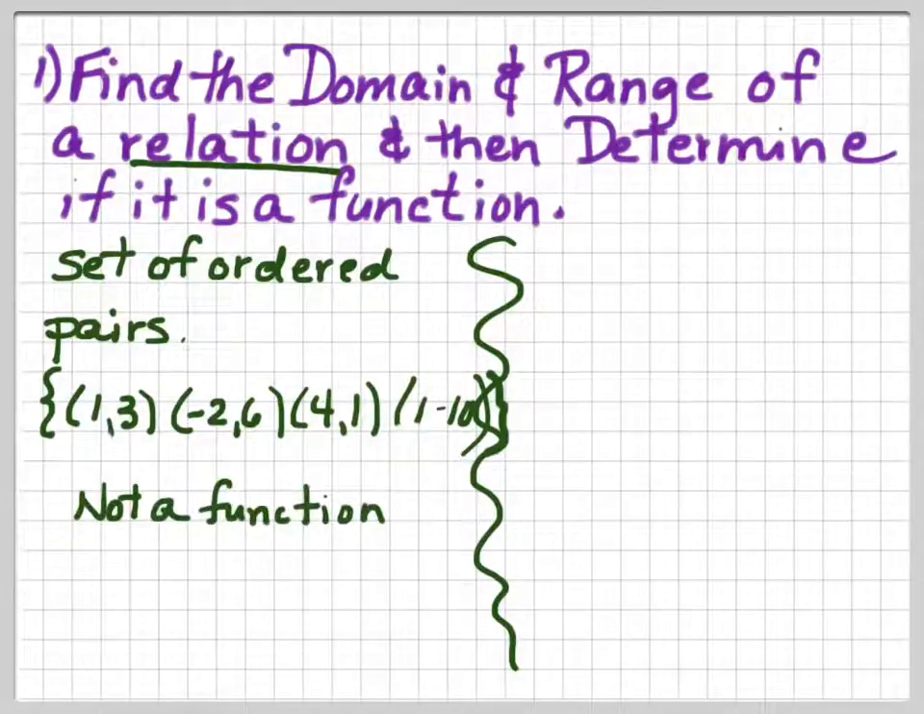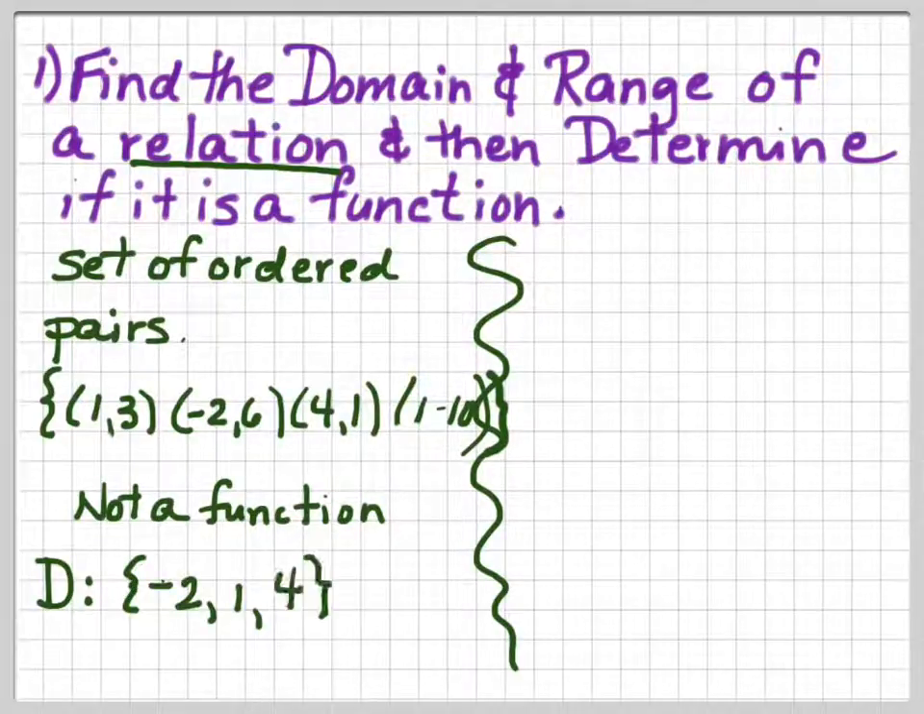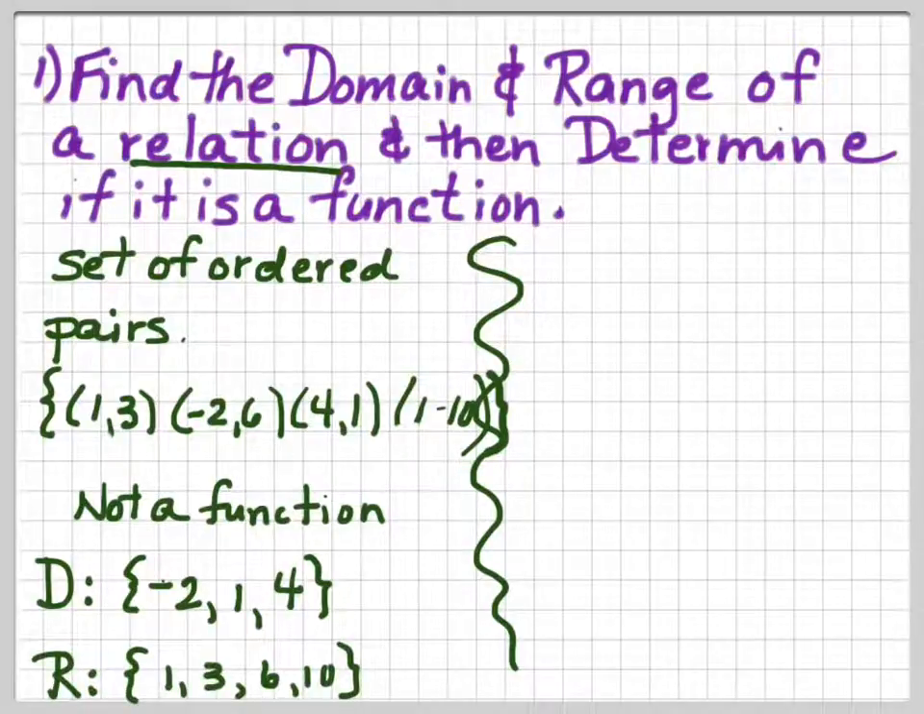So we still can name the domain, and the domain would be the x terms, and we generally put them in order. You don't really have to, but we generally put them in order, and if one repeats, we only name it one time. So we have minus 2, 1, and 4 for our domain. And then our range, which is our y values, is going to be 1, 3, 6, and 10.